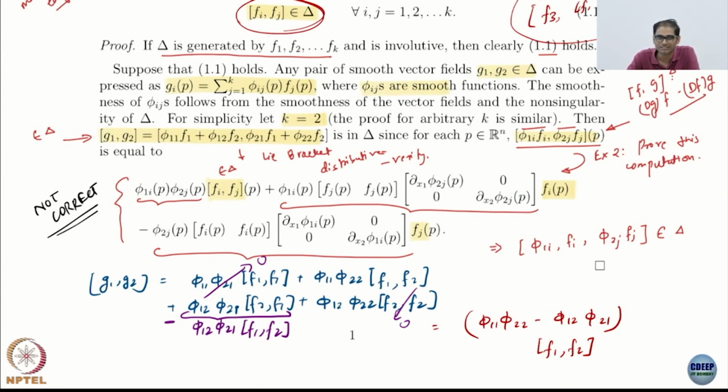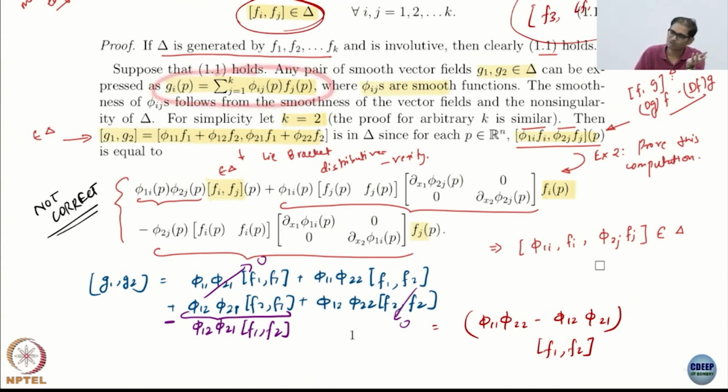Yeah? No? What do I have to prove for involutivity? Take arbitrary two vector fields in the distribution and prove that their Lie bracket is in the distribution. Yes? What does it mean to be in the distribution? They are linear combinations of the forming vector fields.